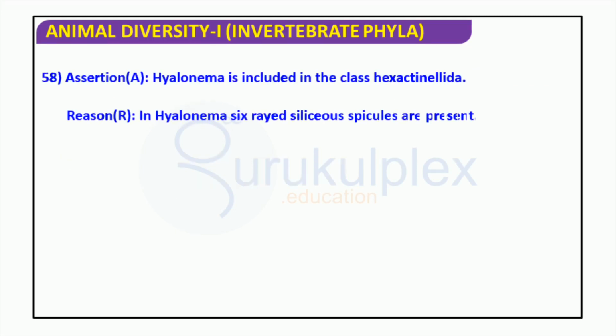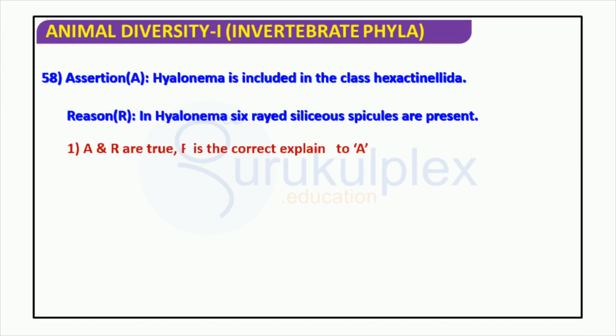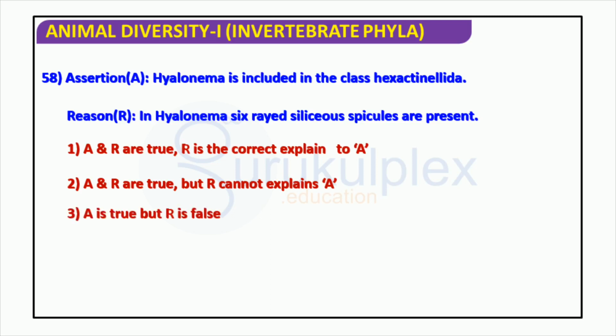We are discussing the invertebrate phyla of the animal kingdom. Looking at the assertion that Hyalonema is included in the class Hexactinellida, it is true and the reason given is also correct, as Hyalonema does indeed possess 6 rayed siliceous spicules. Thus, the statement that the assertion and reason are both true and that the reason explains the assertion is the correct answer.